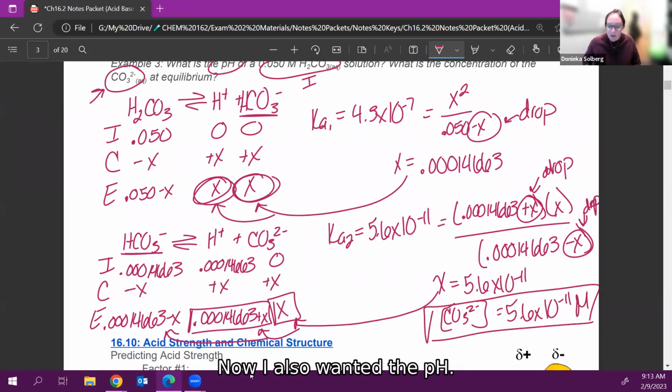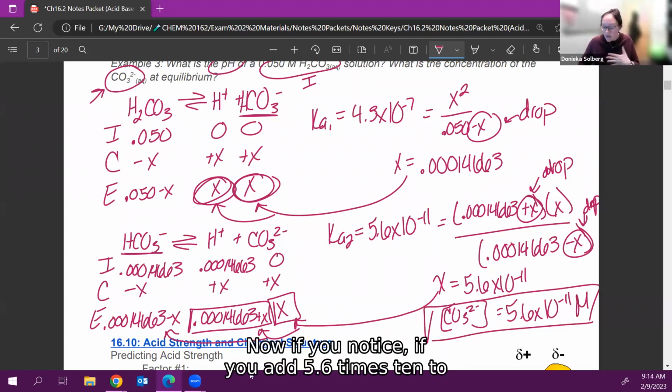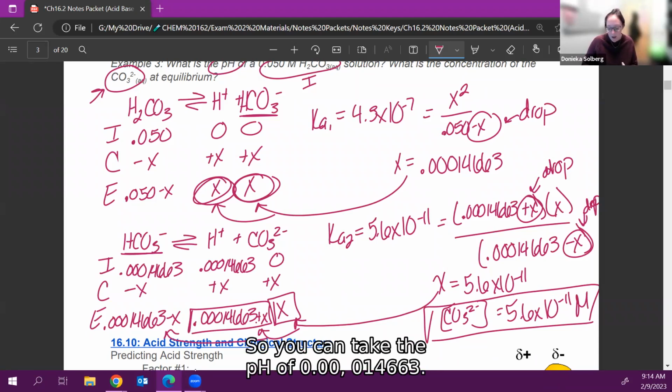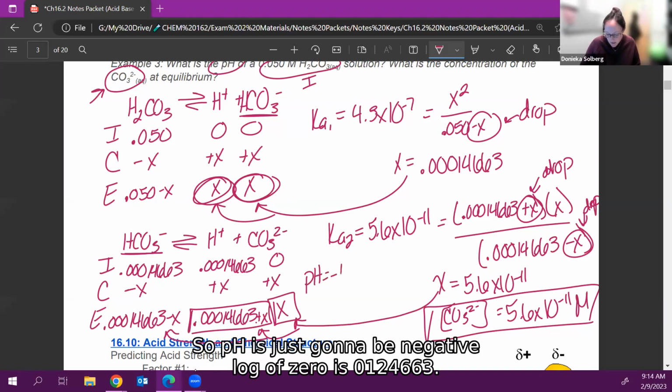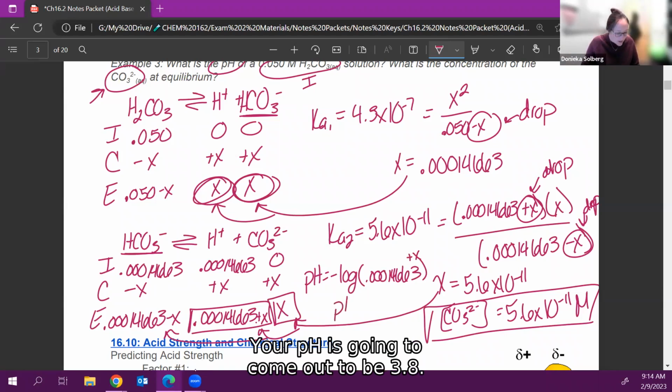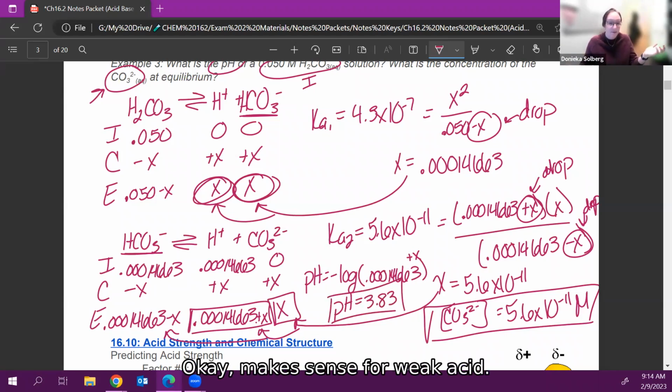Okay, now I also wanted the pH. Now, if you notice, if you add 5.6 times 10 to the negative 11th to 0.000146663, that 5.6 times 10 to the negative 11th is not going to make much of a difference. So you can take the pH of 0.000146663. So pH is just going to be negative log of 0.000146663. Now, if you want to type in the plus X part, go for it. It's not going to make a difference. Your pH is going to come out to be 3.83. Okay, which makes sense for a weak acid.